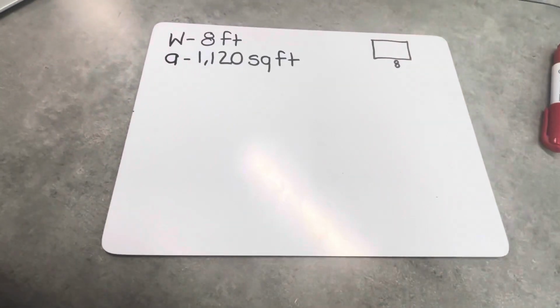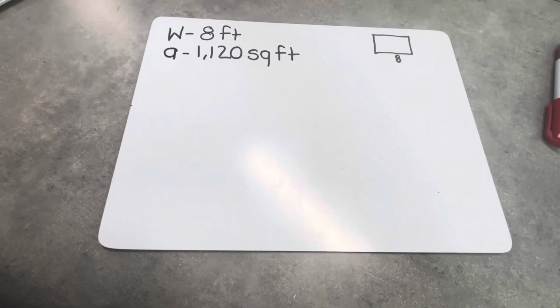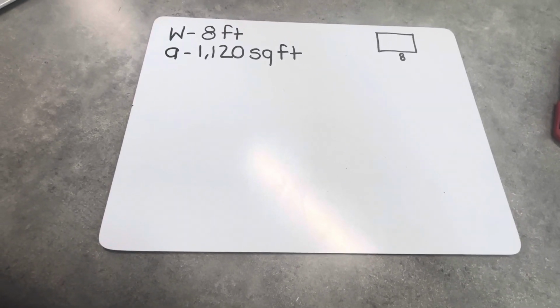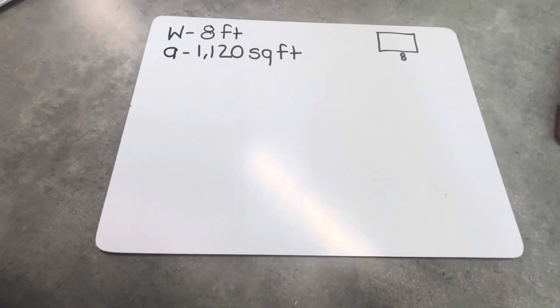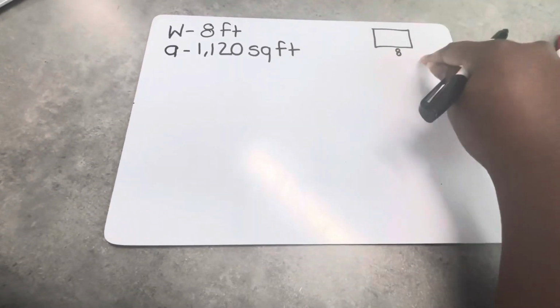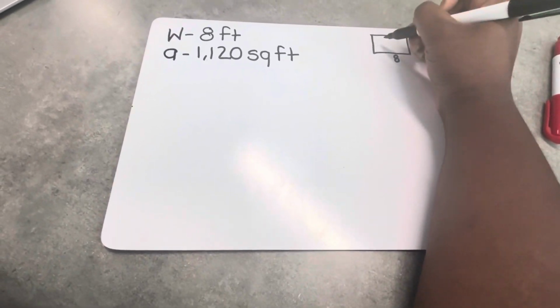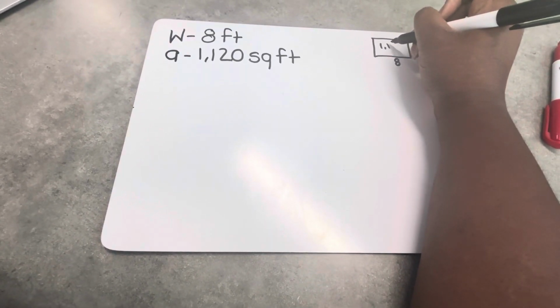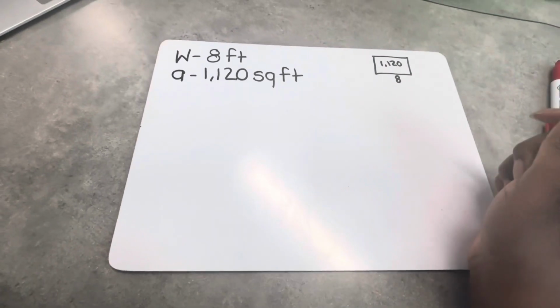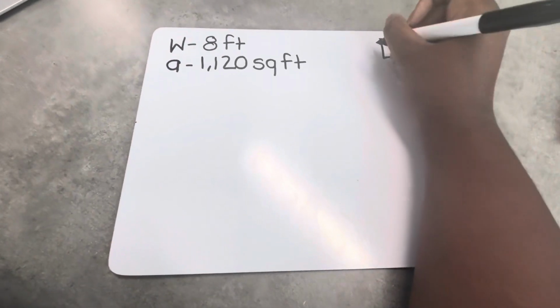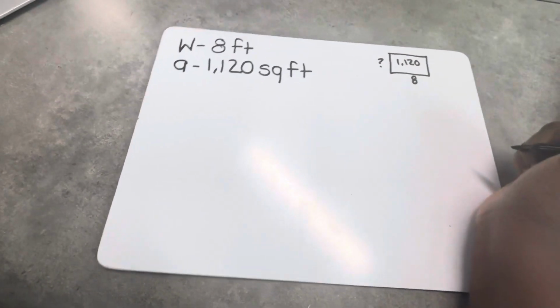Okay, so I am remodeling some restrooms for a company that I own, and I want to think about how much baseboards I need. So one thing I know is my restrooms, they're 8 feet wide. Okay, I also know the area, so I'm going to put the area inside. I know that the area is 1,120 square feet. So what are some of the things that we don't know that we need to figure out? We need to figure out what is the length, okay?